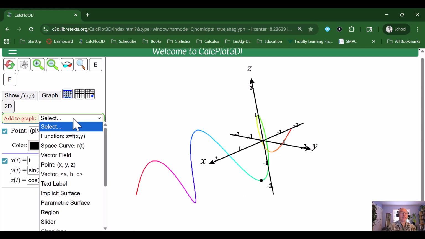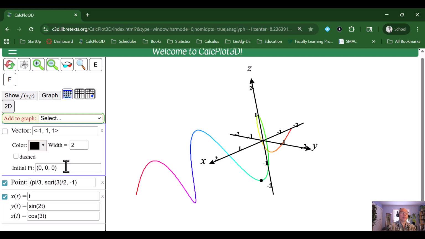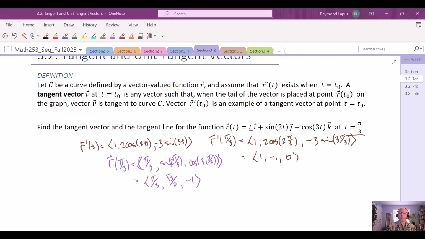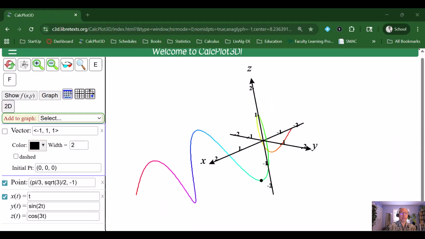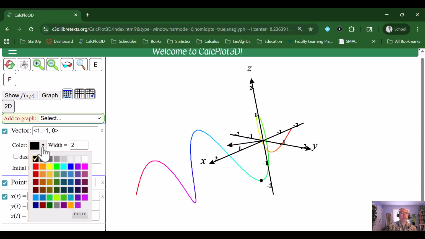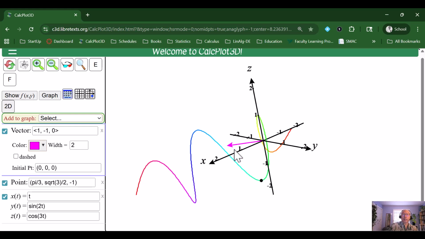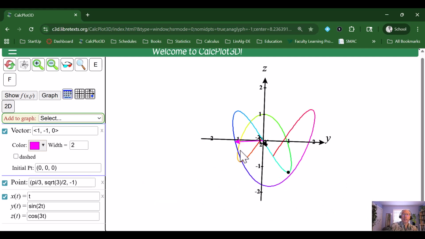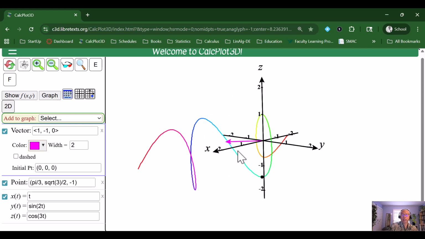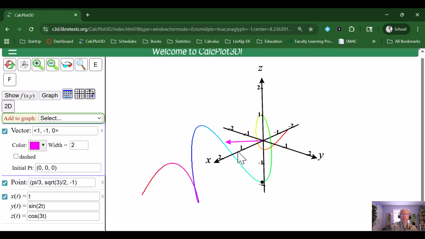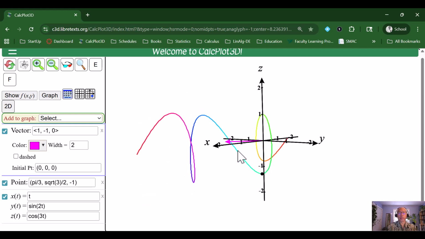Now let's take a look at that vector that we found, and I believe that vector was 1, -1, 0. So let's throw in the 1, -1, 0. So as a vector, it doesn't seem to be that significant coming from the origin, because that's how vectors usually are drawn, right? You look at it from the origin in standard position.